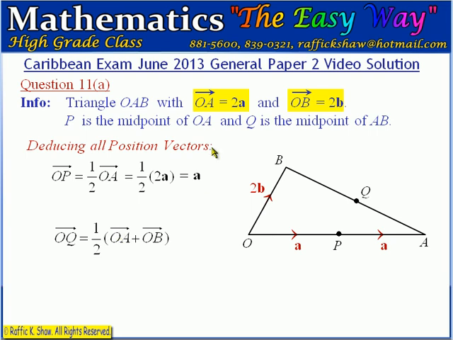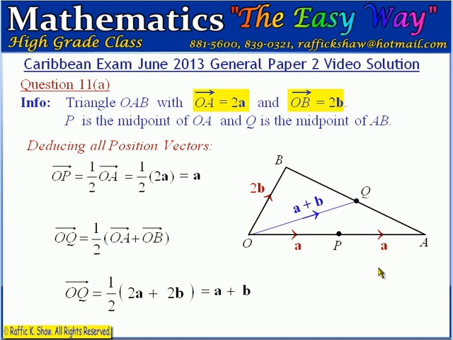We know OA is 2a, and we know the vector OB is 2b, so we can substitute those values. Therefore, the vector OQ is half of 2a plus 2b. That works out to a plus b, and so the vector OQ, the position vector of the point Q, is a plus b. We can show that vector on the diagram. The vector OQ is a plus b.